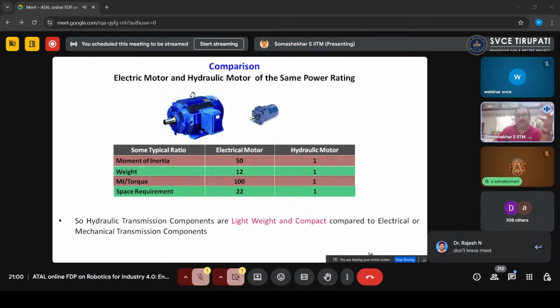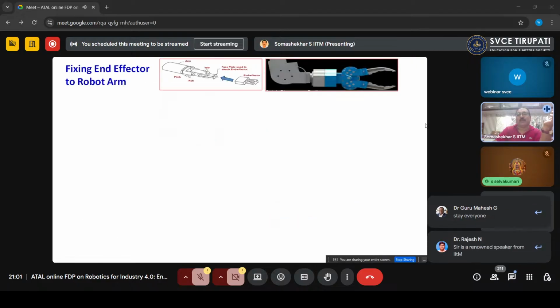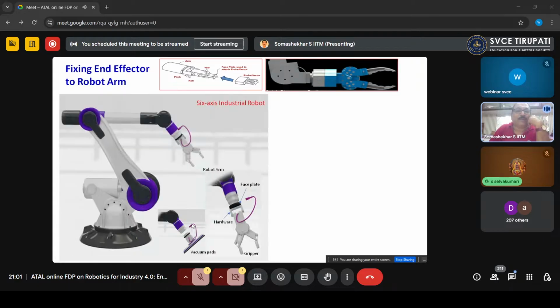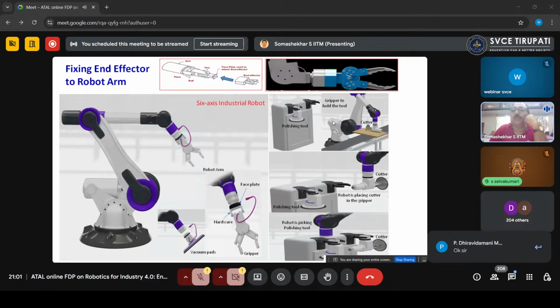Pneumatic is best suited for high speed of response, moving the grippers very quickly, and high precision is possible in the hydraulic actuator. Then you will see the end effector. The end effector is the last part where you are attaching to your arm, correct? The arm has, as we told, the orientation: pitch, yaw, roll. How are we attaching? Using the faceplate and some hardware. You will see now here, the vacuum pad you have to attach, or the opening and closing claws will attach, correct?